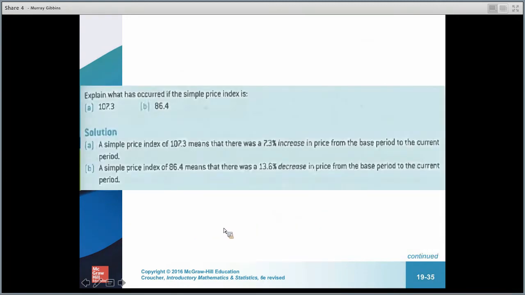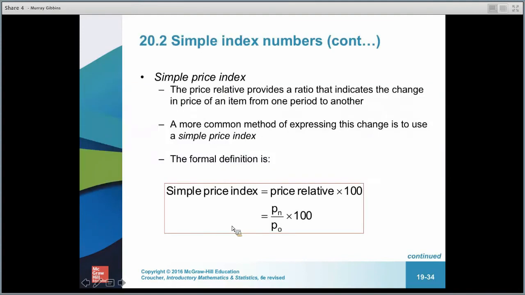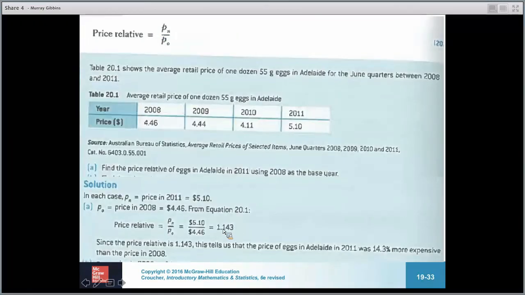So let's have a look at that and see what that means. If we just went back a little bit, really all we would do to convert this price relative into a price index is multiply by 100. Multiply by 100, move the decimal places two to the right, and we get 114.3. Still saying the same thing, it's a 14.3% increase.